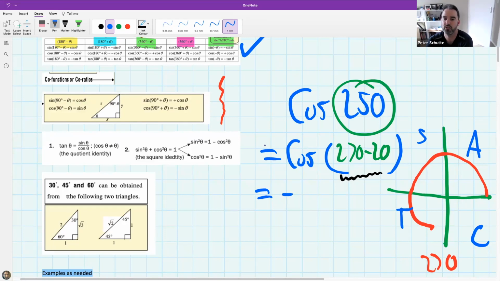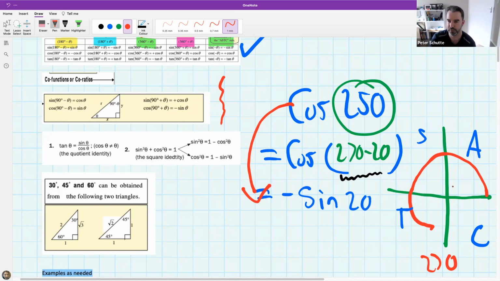What's the co-ratio of cos? It's going to be sine. And so we can reduce the cos of 250 is equivalent to minus sine 20. And we call that using co-functions or reducing off vertical axes. Now, when you're given a choice, you would normally use the horizontal one if you can, but sometimes you're forced to use vertical axes. And so it's important you have the skill set to do that.